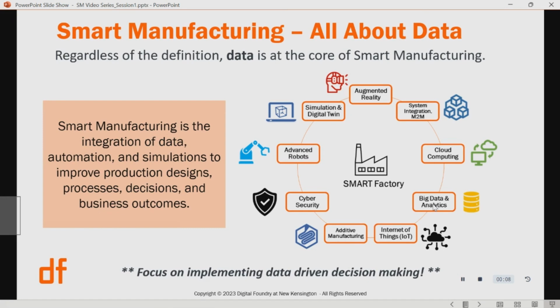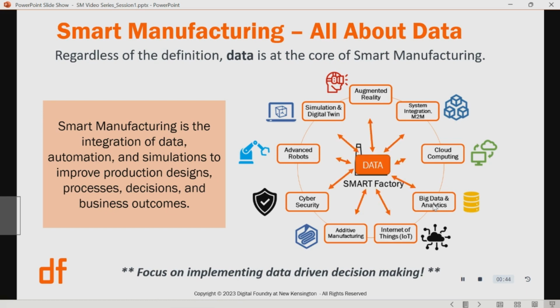When we think about smart manufacturing, Industry 4.0, digital manufacturing, there are a lot of terms out there, and there is a lot of association with different technologies, modern technologies in manufacturing that include everything from digital twins to advanced robotics, Internet of Things, and 3D printing. And while those advanced digitized technologies are an important part of ultimately getting to a smart factory, smart manufacturing is really all about data. Regardless of the definition, data is always at the core of smart manufacturing.